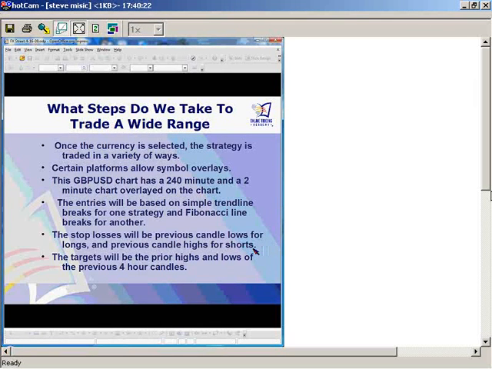Okay. And then, of course, the targets, if I'm long, they're going to be the highs of the previous 4 hours. And if I'm short, they're going to be the lows of the previous 4-hour candles. So I've set myself up with a strategy, and I've given myself a perfect little strategy to trade. So let's see what those charts actually look like.